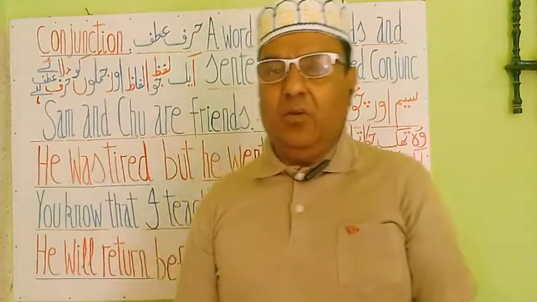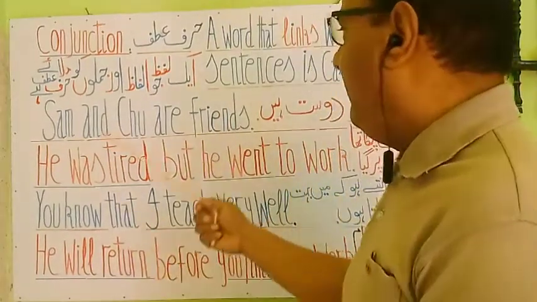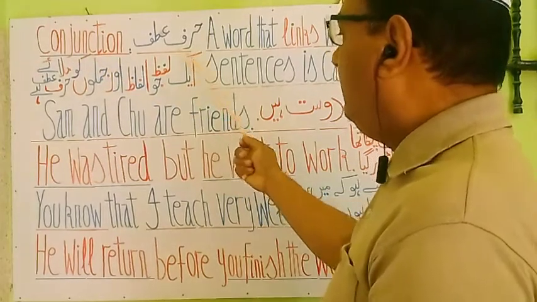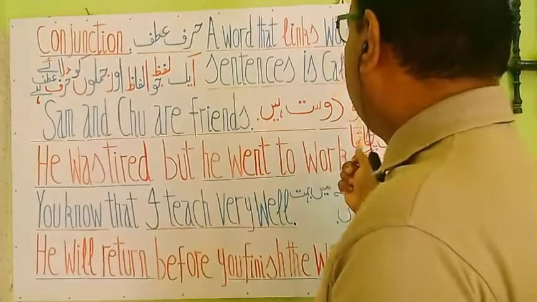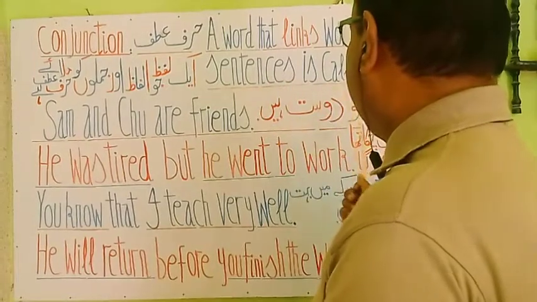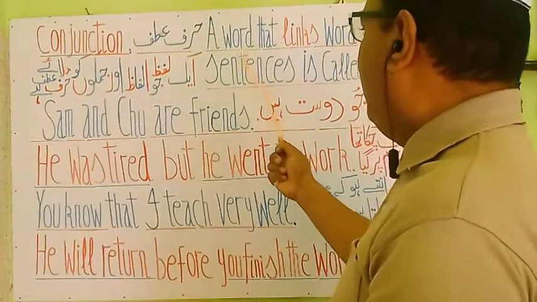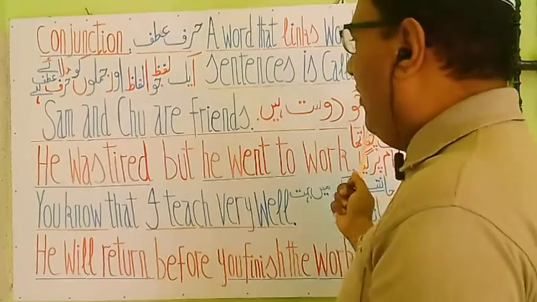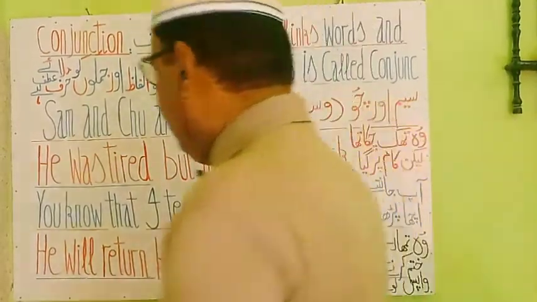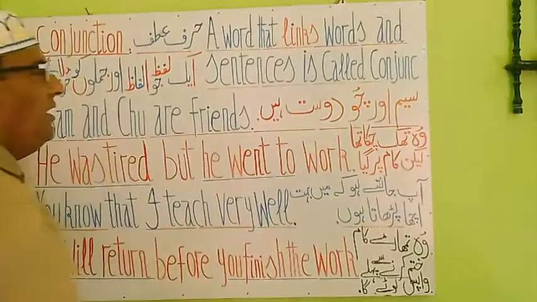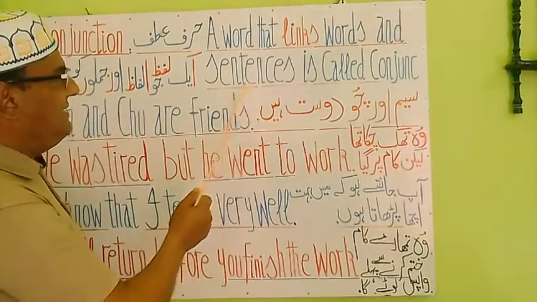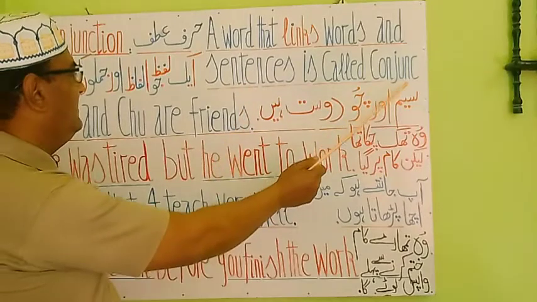Let's look up here on the whiteboard. Here you see conjunction. A word that links words and sentences is called conjunction. This is the definition of a conjunction.